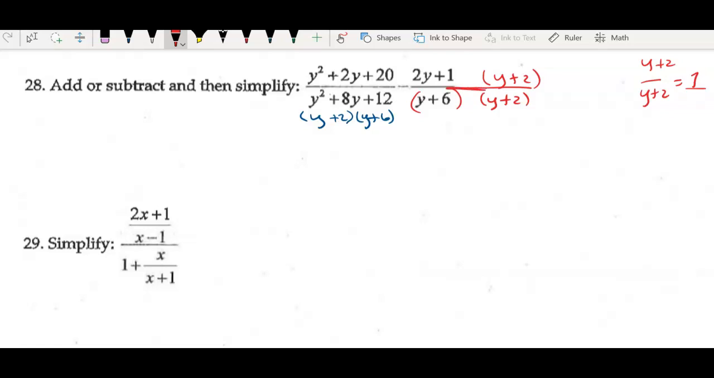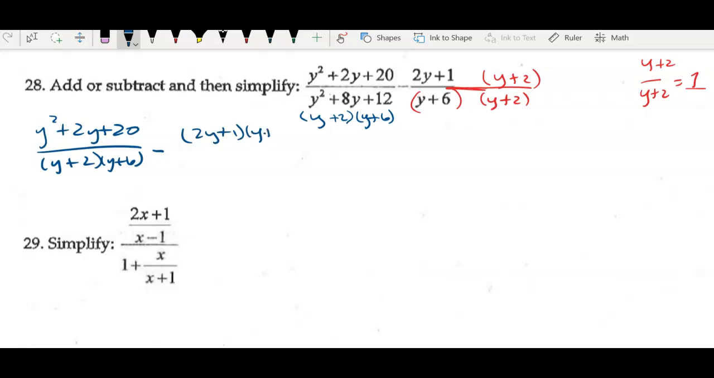So let's take a look at what I have now. My numerator. Okay, so here's what I got right now. Minus. Now, at this point, you might be tempted to cancel those y plus 2's, but that just takes us back to the original problem. We don't want to do that.